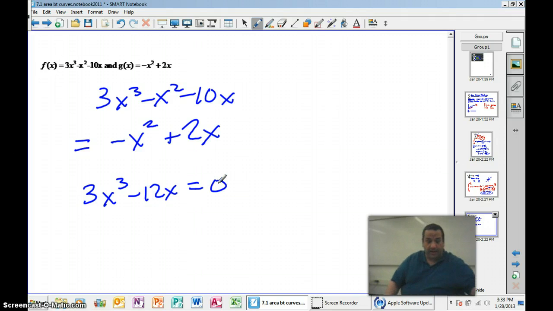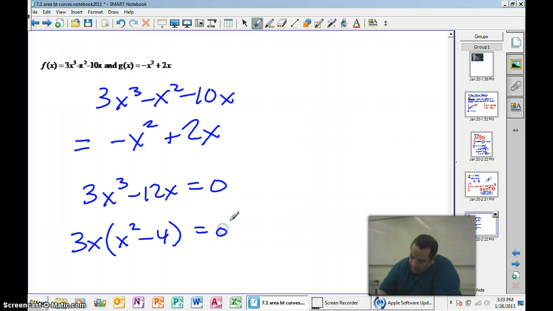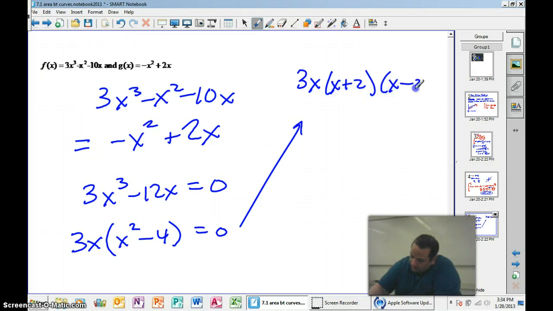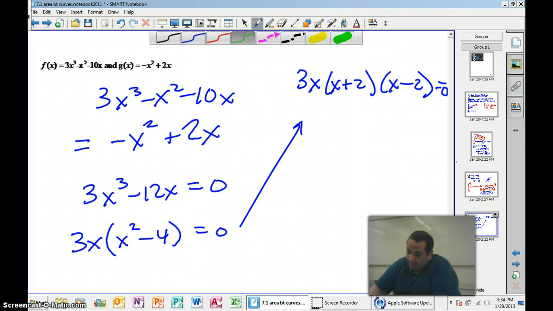Okay. And all right, then we factor out 3x, and then we have x squared minus 4 equals 0. And now from here, we have 3x times x plus 2 times x minus 2 equals 0. There we go. Oh my God, we got a problem. Well, I don't know if it's a problem, but it's exciting maybe. 0, negative 2, and 2.